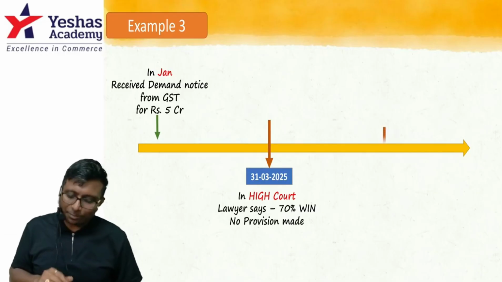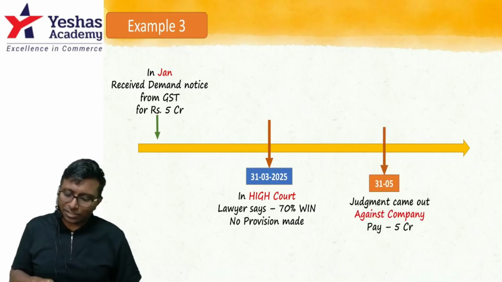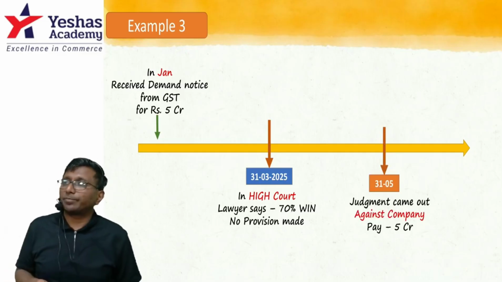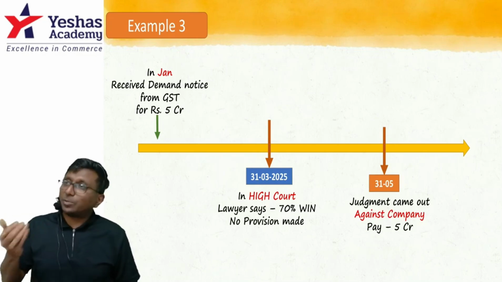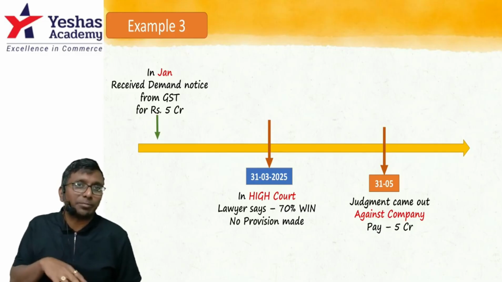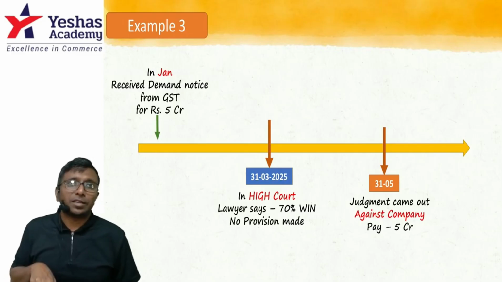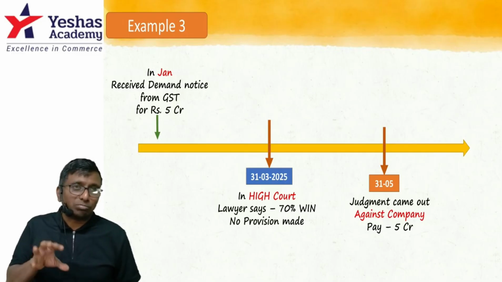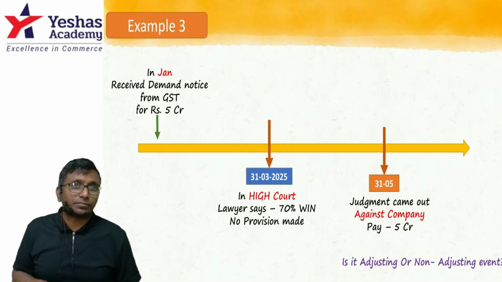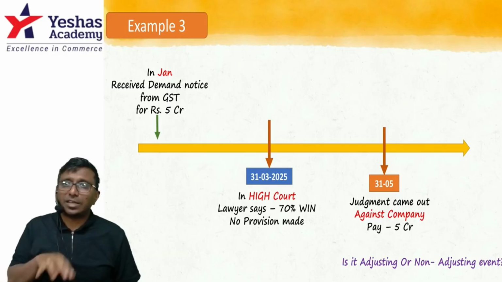But what happened in the month of, say, 31st May, before closure of my books of account? The judgment came out, and it is not favorable. It is unfavorable to the company. It says nothing doing, you only have to pay. So is it an adjusting event or a non-adjusting event? Is anybody saying non-adjusting?